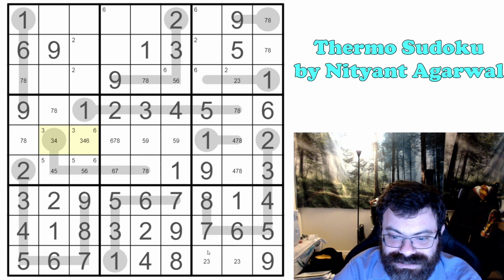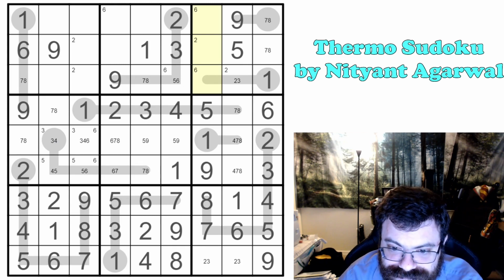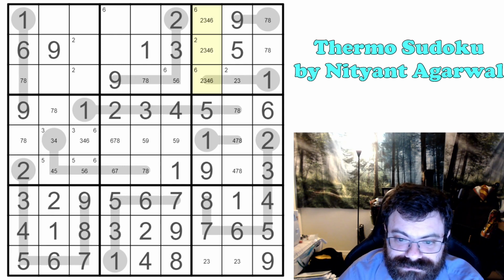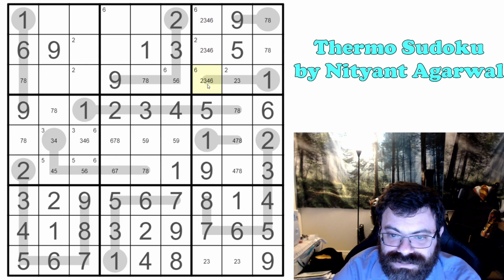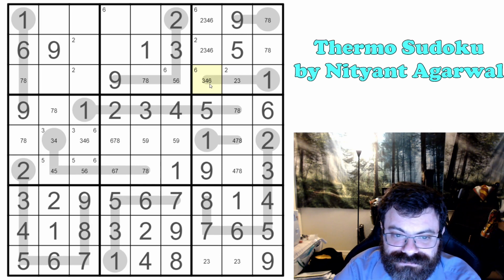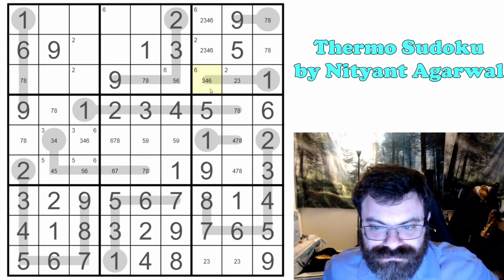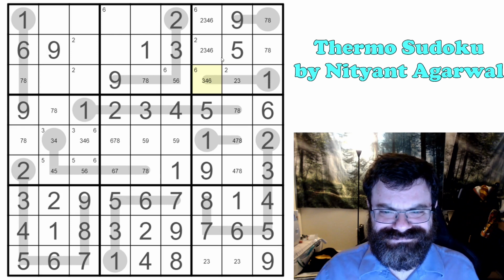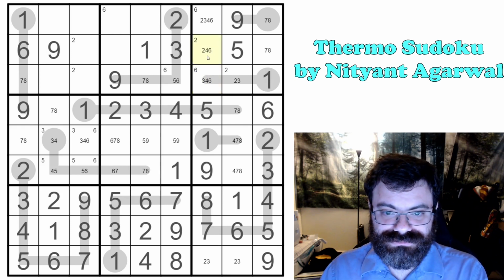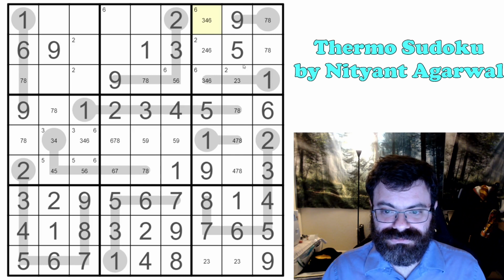This puzzle feels done, and yet it's not. I'm not sure what I'm missing here. This is 2, 3, 6, and... No, 2, 3, 4, and 6, right? So this is not a 2. Or, yeah, it could be a 3, because this could be 2, 3. This isn't 3. This isn't 2. This isn't 6.